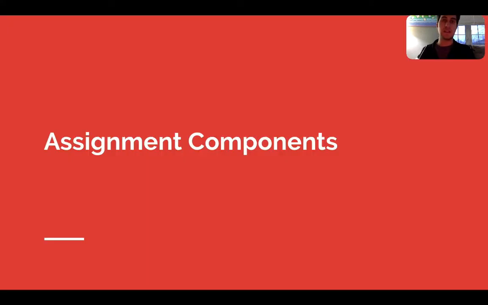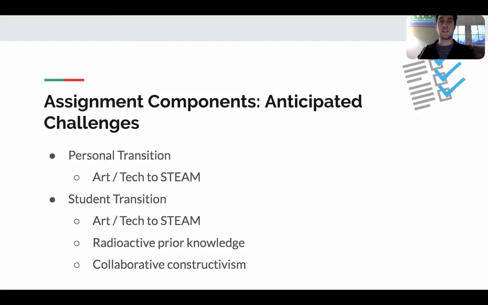And now for some of the assignment components for this particular project. The anticipated challenges. Number 1, I was lucky enough to take this class in the summer, and thank you to all my professors that gave me the extension, because I just completed teaching this unit for the first time in early December. But my anticipated challenge prior to December was my transition from having only an art and tech major to instructing STEAM, with all the components to it.